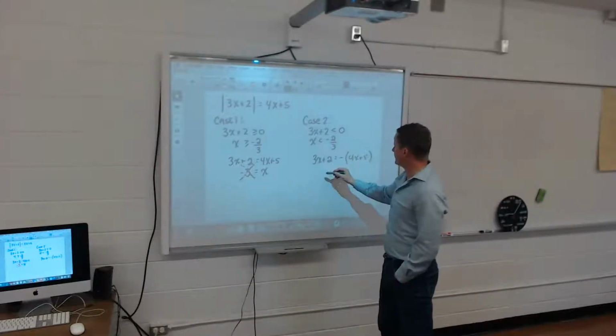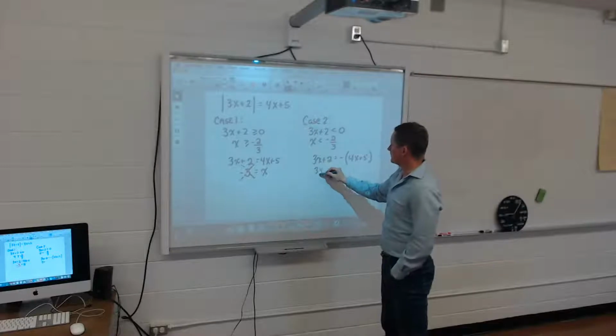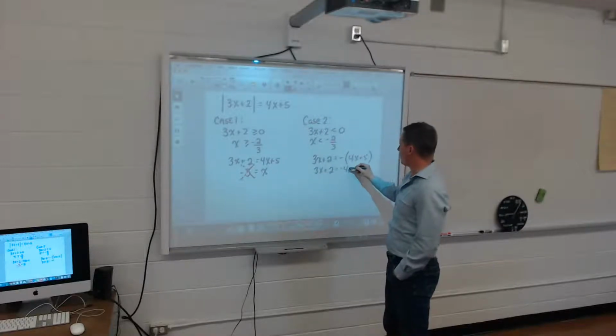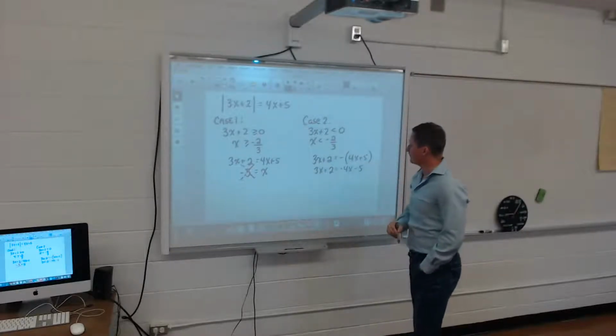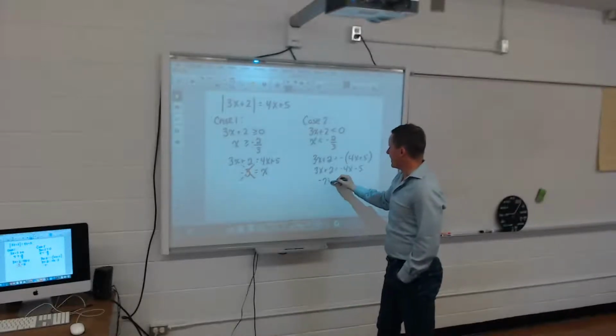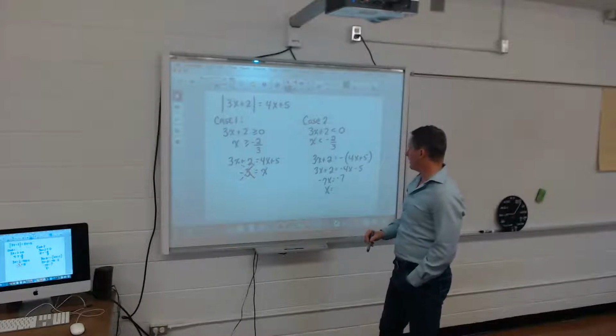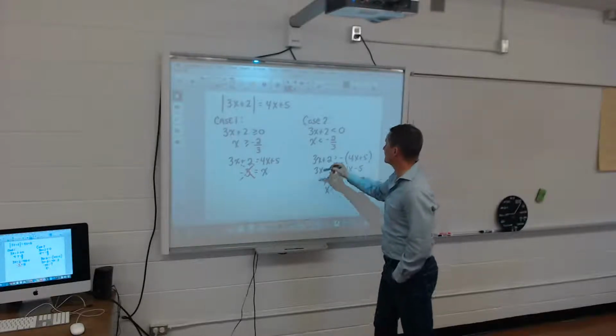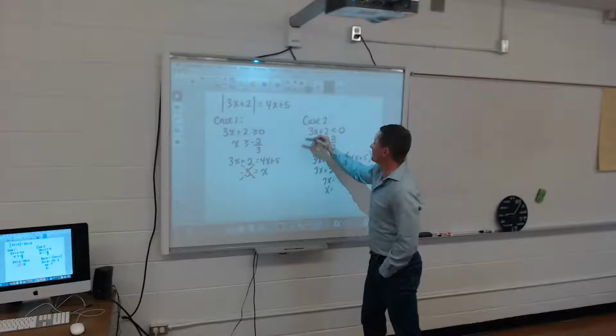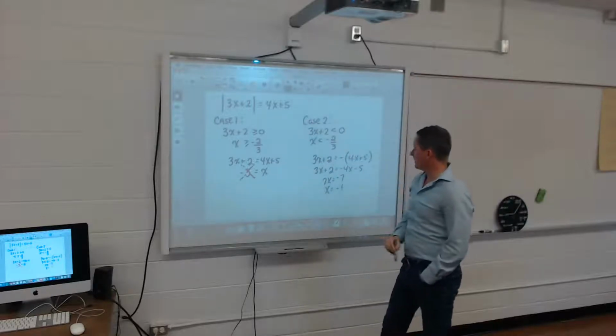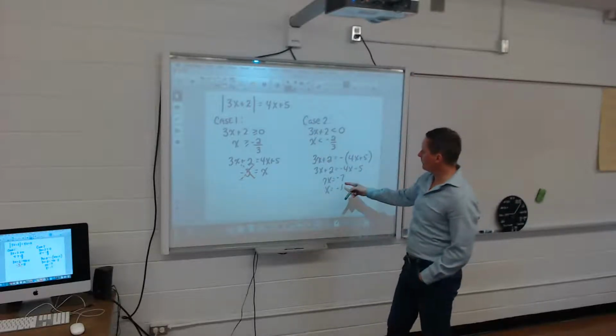Now when I solve this one, I get 3x plus 2 is equal to negative 4x, subtract 5. Negative 7x is equal to negative 7. X is equal to, is it negative 7 or plus 7? No, it's plus 7 here. Sorry, I messed this up yesterday and again this morning. So then x is equal to negative 1.